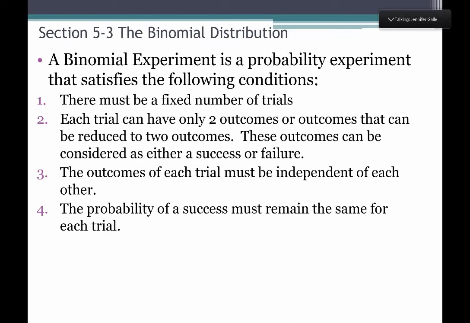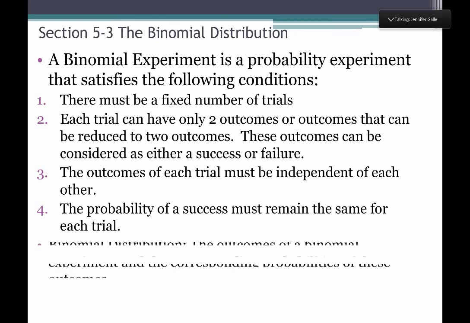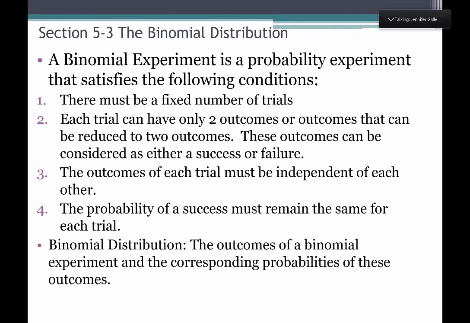Now, if these 4 conditions are met, when we create our probability distribution, it is called a binomial distribution. So remember, our probability distributions, they had our outcomes and the corresponding probabilities. Same idea here, we're just putting that specific name on it. If these 4 properties are met, we have a specific type of experiment, we have a specific type of distribution.